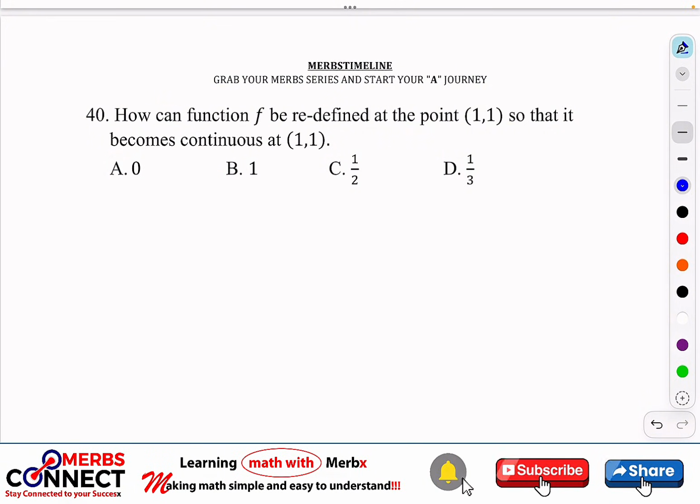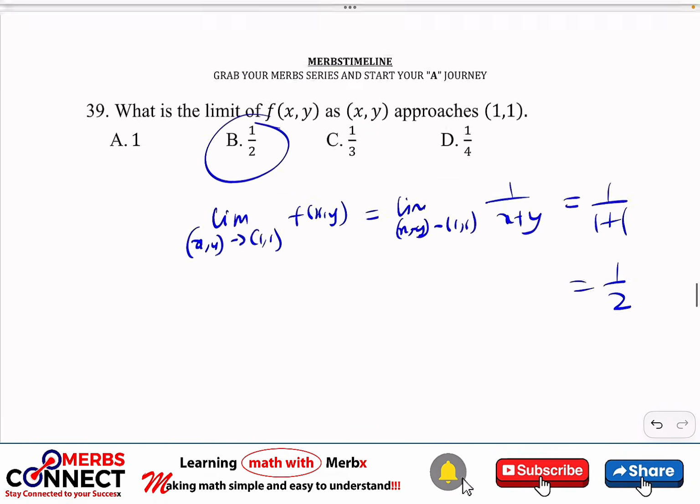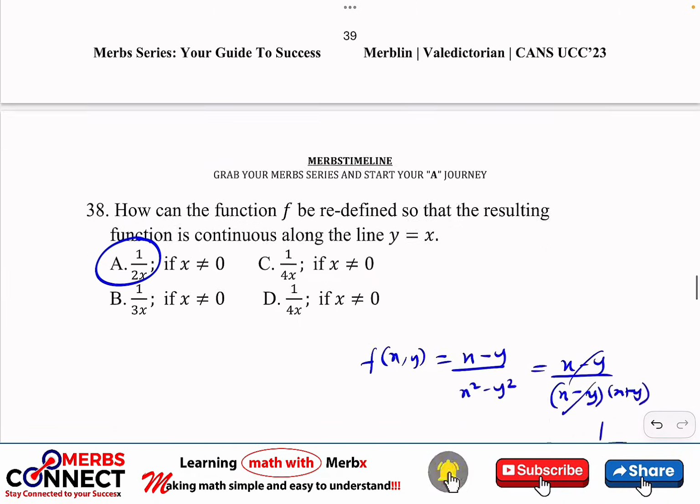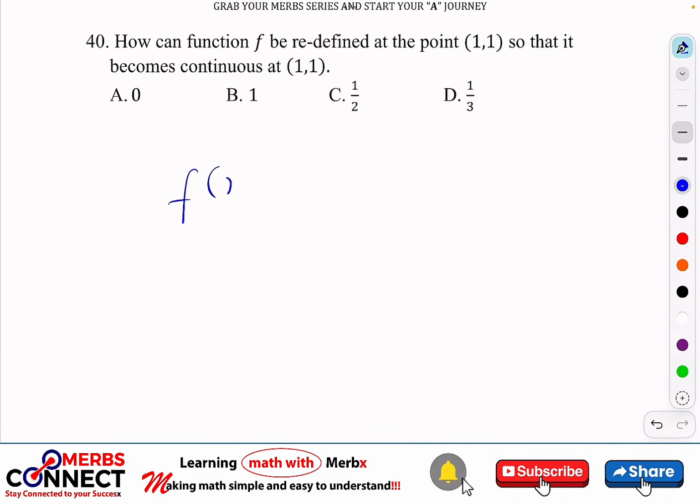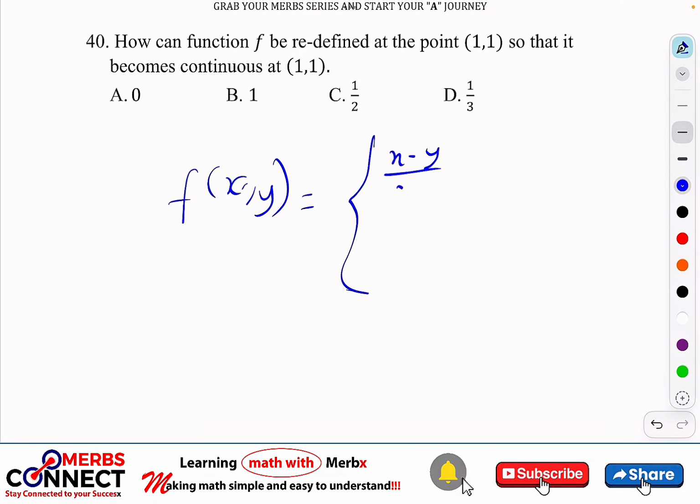How can we redefine the function so that it continues here? Let's think about this. Now, what we are thinking about is the function f of x, y, which is x minus y divided by x squared minus y squared, at y never the same as x, and we have this point here, the same as this.